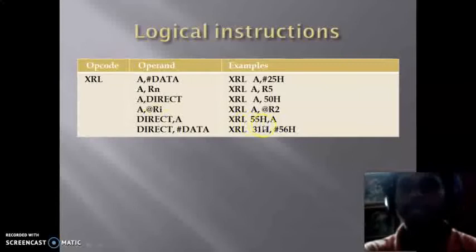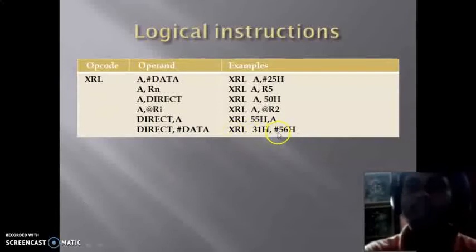So here the example is like XRL 55H, A. Here the XOR operation is performed between the content of 55H, that is the RAM location, and the content of A, and we will get the effects on the flags. XRL direct comma data. So an example like XRL 31H, #56H. So here the content of 31H, that is the RAM location, and 56H, that is the directly provided data, and the XOR operation is done between these two data, and we will get the effects on the flags also.